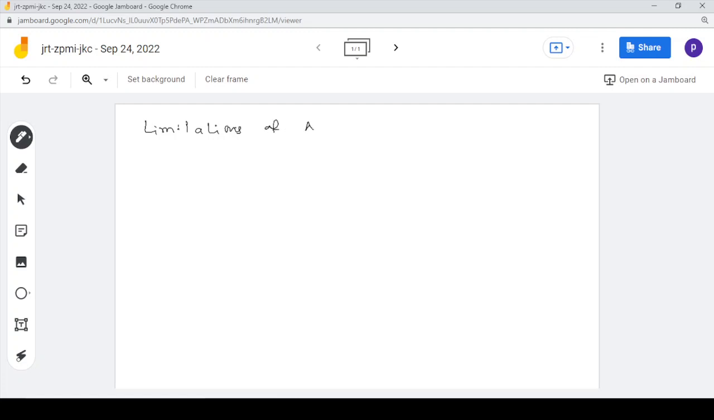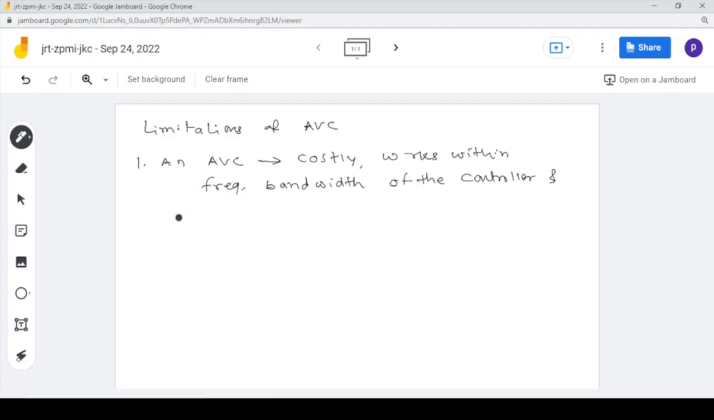Limitations of AVC. The first is an AVC is always costly and works within frequency bandwidth of the controller and is susceptible to instability if not properly designed.